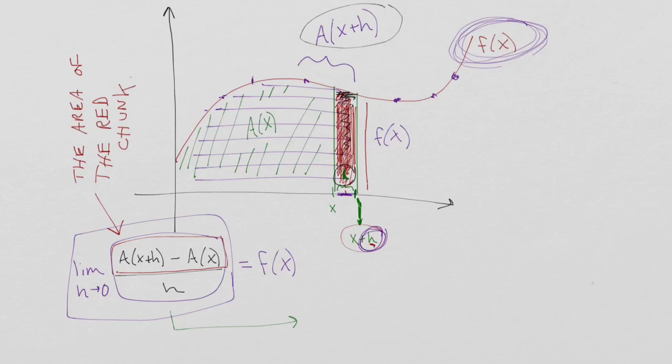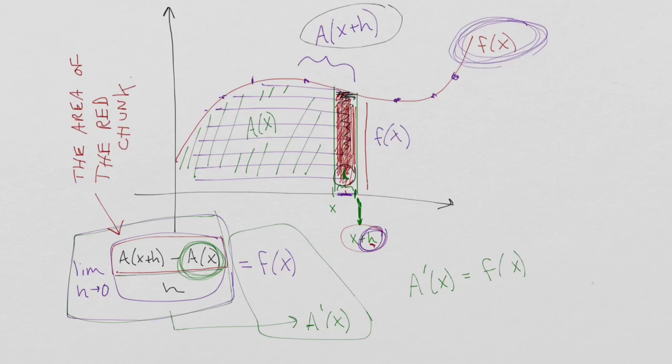So if we go over here and ask ourselves, what is the function that I'm differentiating? Our function is the function A of x. What this whole big thing is, is A prime of x. So what I'm saying is that A prime of x and f of x are the same thing. A prime of x is equal to f of x. Whoa. All right, so what is this?